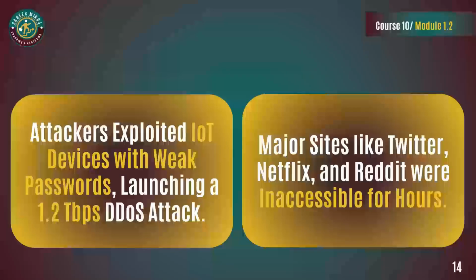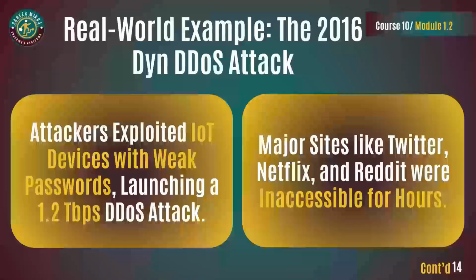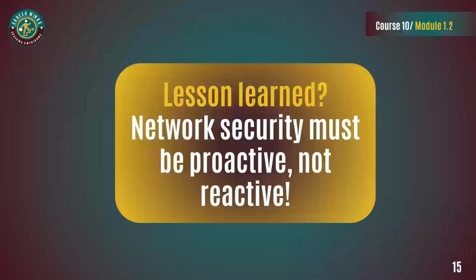There's a real-world example here. The 2016 Dyn DDoS attack. In 2016, cyber attackers used IoT devices like baby monitors and DVRs with weak passwords to launch a massive DDoS attack. And what was the result? Sites like Twitter, Reddit, and Netflix all went down. And what was the lesson learned? Every connected device is a potential entry point, and defense must start before the attack.